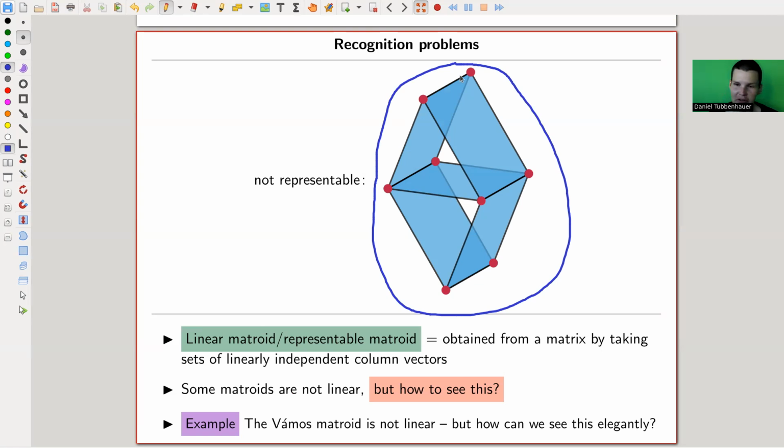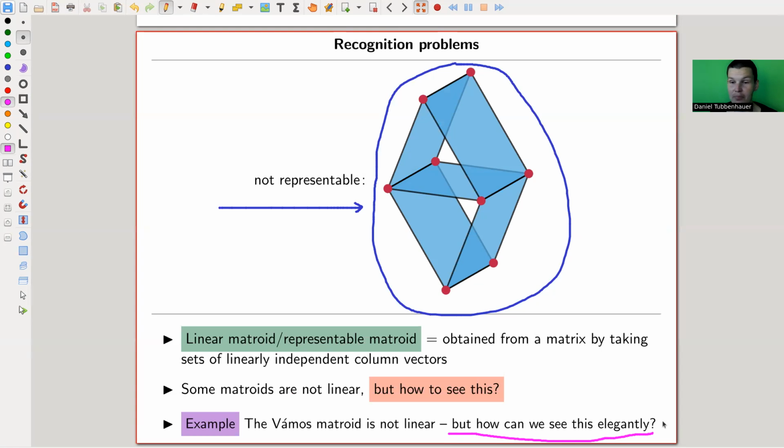Anyway, so the linear matroids, or the representable matroids, are obtained from matrices by taking linearly independent column vectors. So these are the linearly independent sets. And some matroids are not linear, so this is one that is not representable. This guy here is a small example, but already for this one, it's not so easy to see actually. So the question would be, how can we do that?